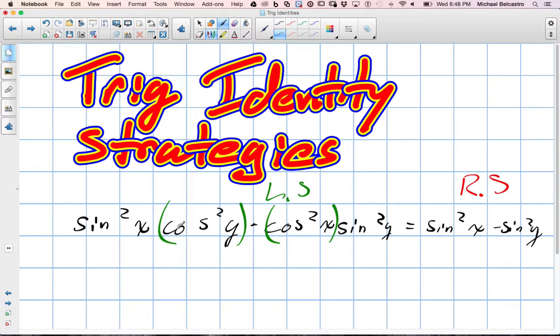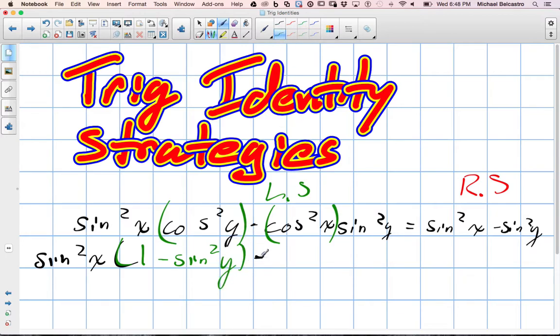So what were we able to replace cos squared y with? 1 minus sine? Yeah, that's right. So we used Pythagorean's identity, right? So we'll write that in green. We had 1 minus sine squared, and we have to make sure the variable is the same. So they had a y, okay?